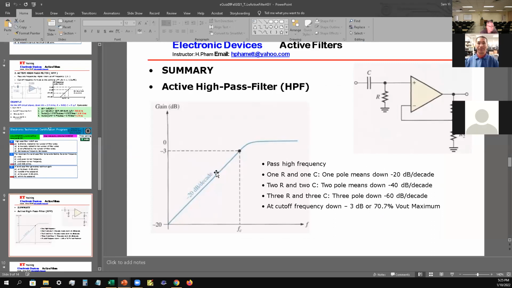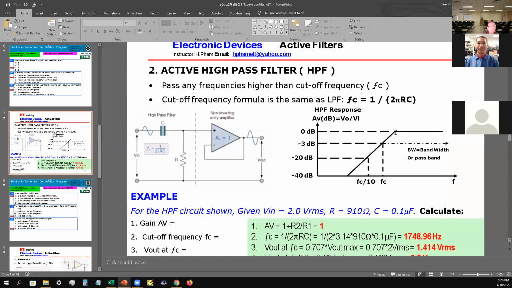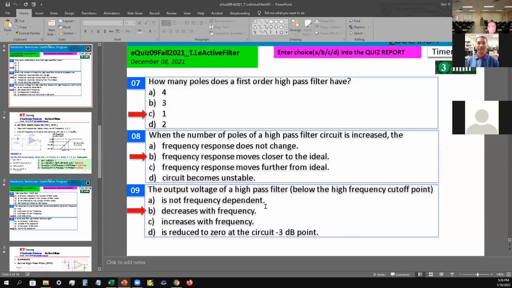Sam, the voltage, yes. Can you show that question again? On number 7, no, 9. It says the output for the high pass below the high frequency cutoff point. Okay, so it's decreasing if we're going left, but I was assuming it's going from left to right, so it increases with frequency. But they said below the high frequency cutoff point.